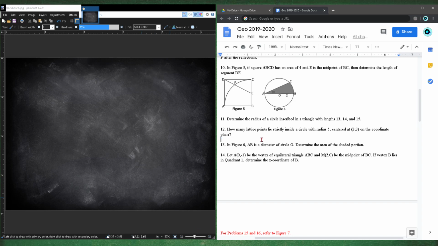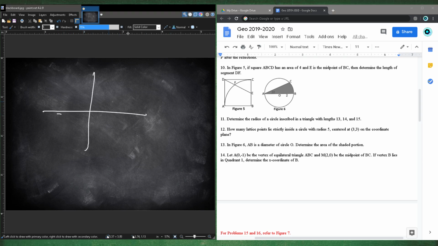Number 12. How many lattice points lie directly inside a circle with radius 5? Center at 3, 3. So you kind of don't care if it's 3, 3 because imagine if it's just a circle, right?